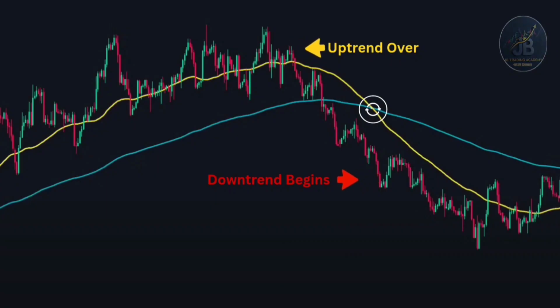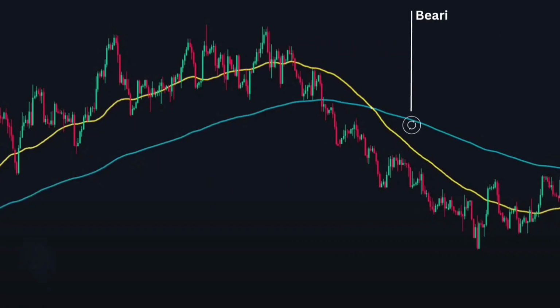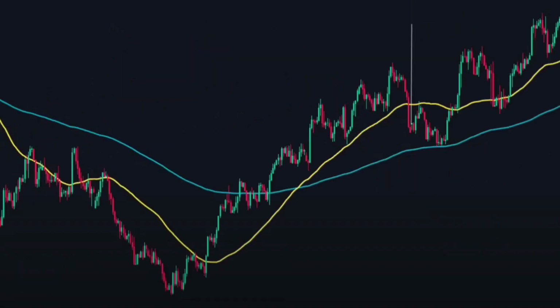So it is a sign of a bearish reversal. Similarly, when the smaller MA crosses above the larger MA, it indicates that the price has shifted from a downtrend to an uptrend.